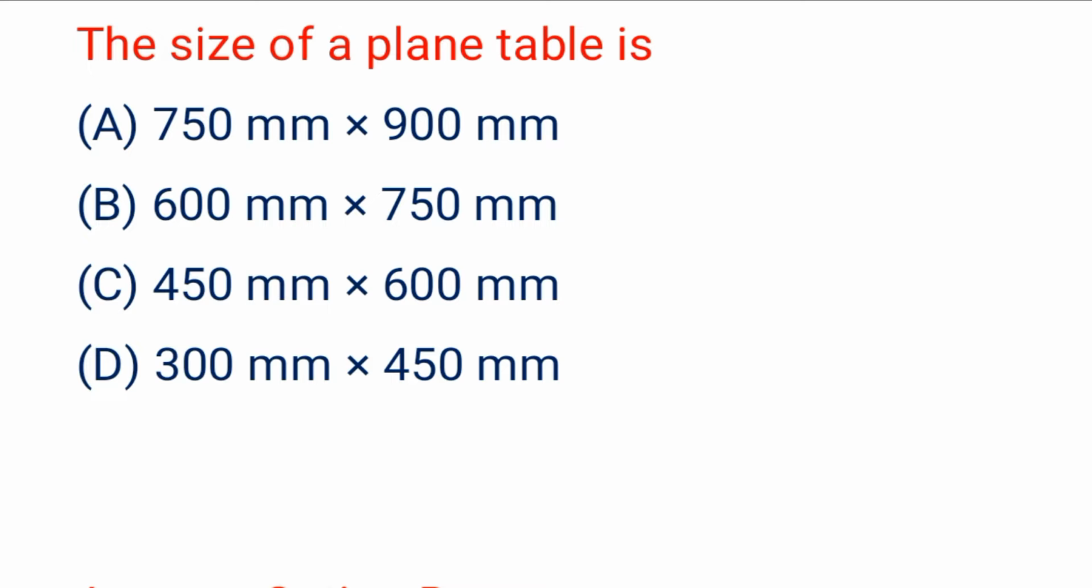Next question, the size of plane table is option A 750 mm into 900 mm, option B 600 mm into 750 mm, option C 450 mm into 600 mm, option D 300 mm into 450 mm. The correct answer is option B 600 mm into 750 mm.